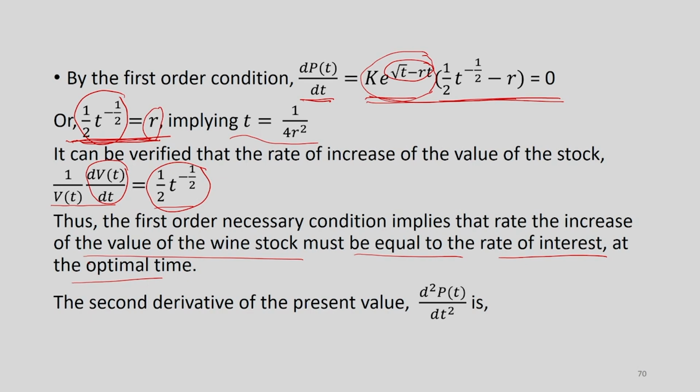Now, we come to the sufficient condition or the second order condition. Now, that will demand that the second derivative of Pt, remember was the present value of the stock. So, if you take the second derivative of the stock with respect to time, it becomes d square Pt dt square, and it should be negative.